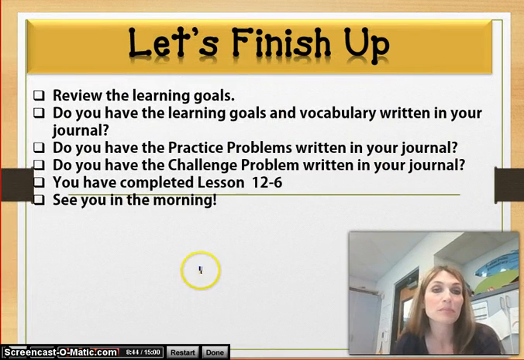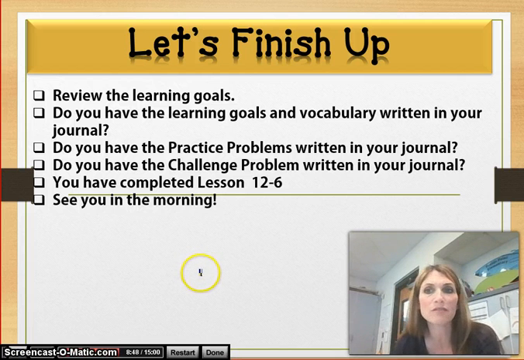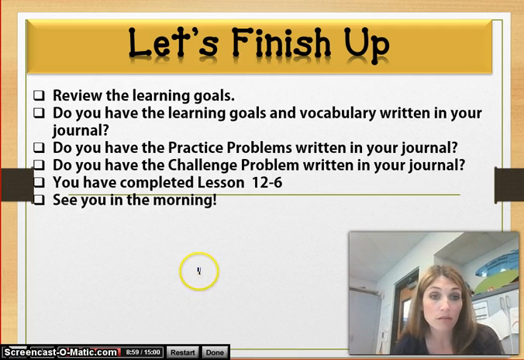Let's finish up. Please review your learning goals. Do you have the learning goals? And this time there wasn't any vocabulary, but the learning goals written in your journal. Do you have the example problem and practice problems written in your journal? And have you completed your challenge problem? Give it your best try and please show all of your work. You've now completed lesson 12-6, and we'll see you in the morning.